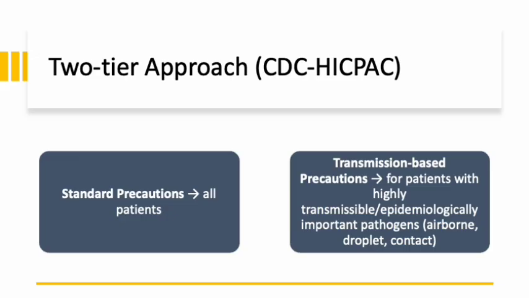To break this transmission, the CDC recommends a two-tier approach. First is the standard precaution, which are to be followed for all patients whether they are infected or not. And the second is transmission-based precautions for patients with highly transmissible or epidemiologically important infections. These routes are airborne, droplet or contact.